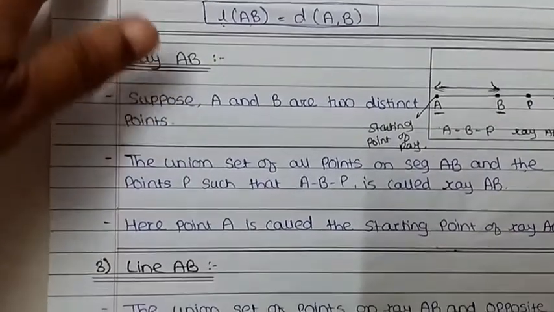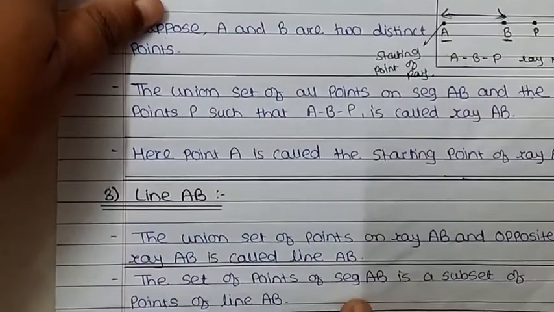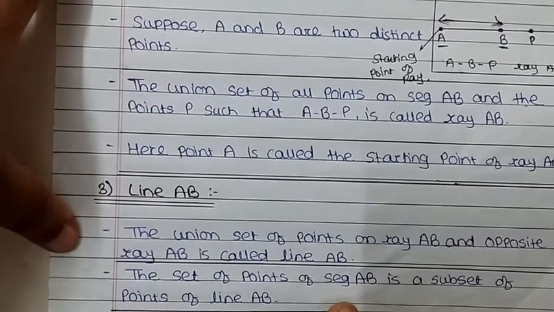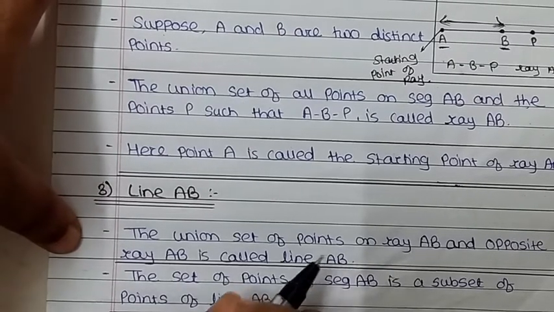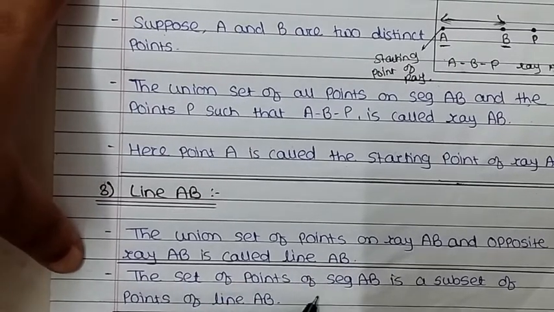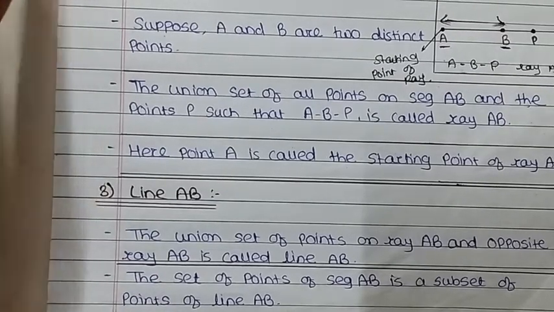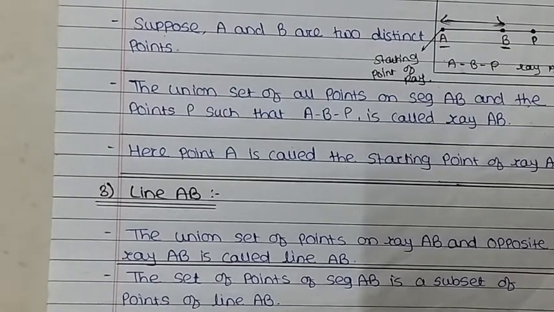Then next, line AB. The union set of points on a ray AB and the opposite ray AB is called the line AB here. Correct? The set of points of segment AB is a subset of the points of line AB. Okay. Segment AB and line AB means what?